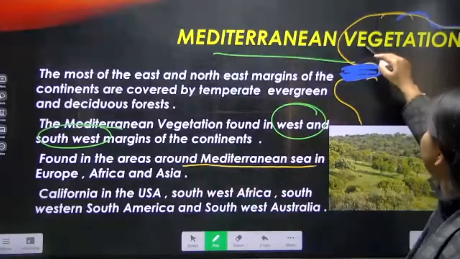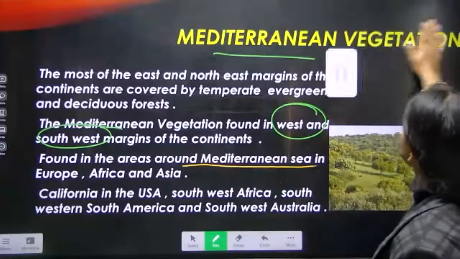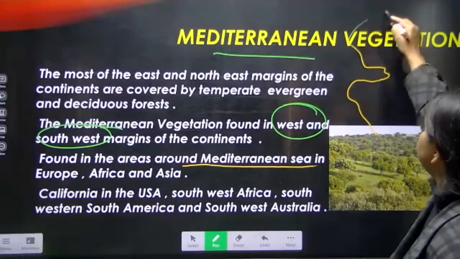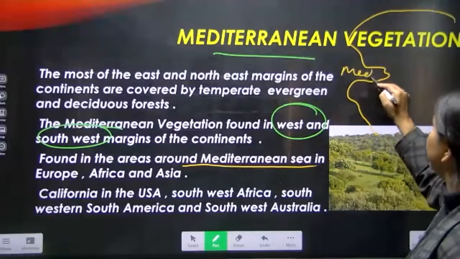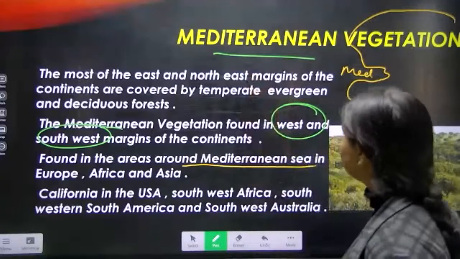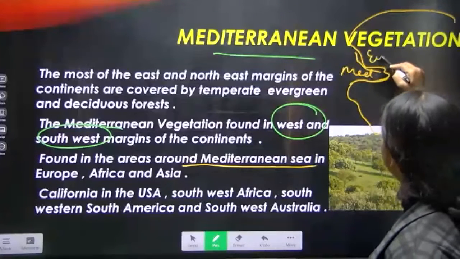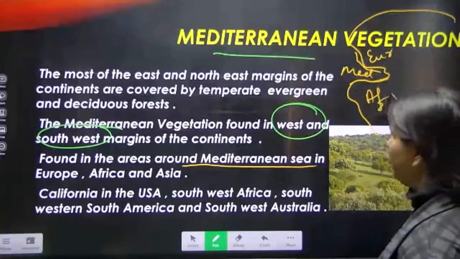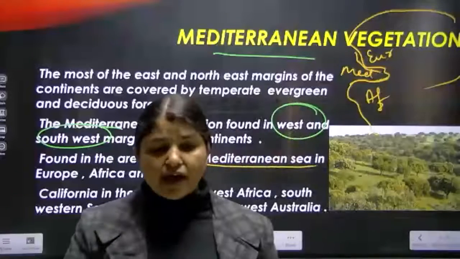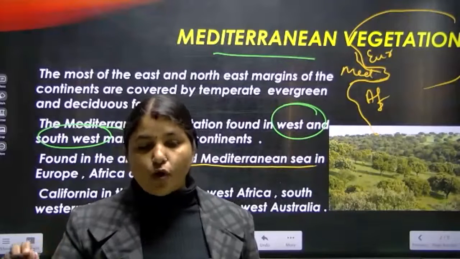Here we have Africa, here we have, look at it. This is Africa, here we have Europe, and in between we have the Mediterranean Sea. Now this Mediterranean vegetation is located nearby the coastal areas of Europe and Africa, and Asia also. So the coastal areas are surrounded by the Mediterranean Sea of Africa, Europe and Asia.